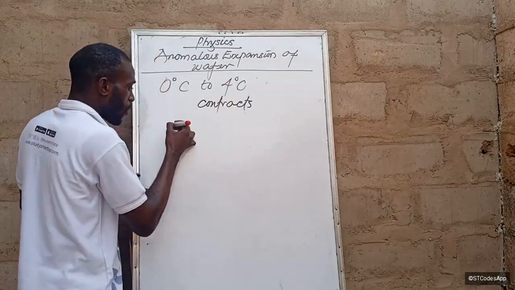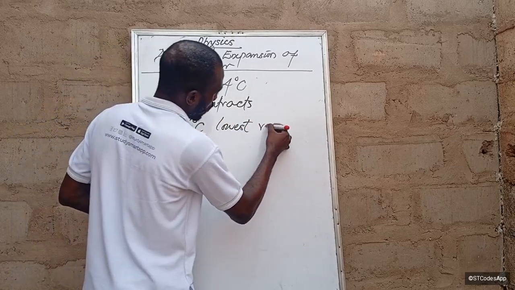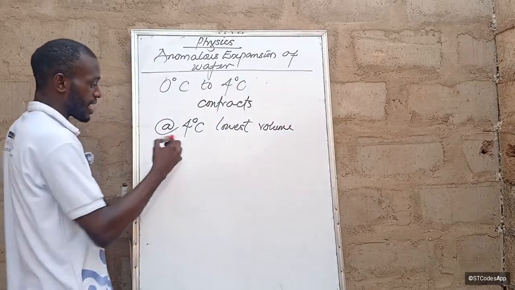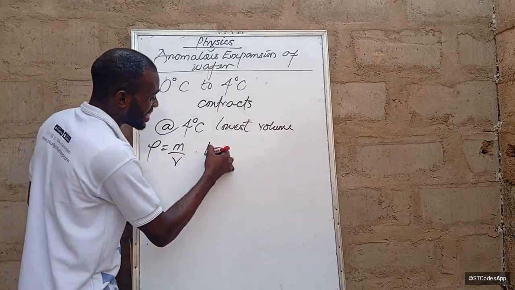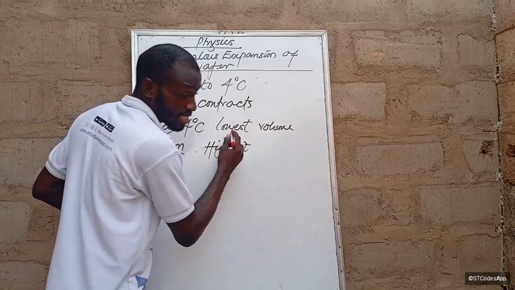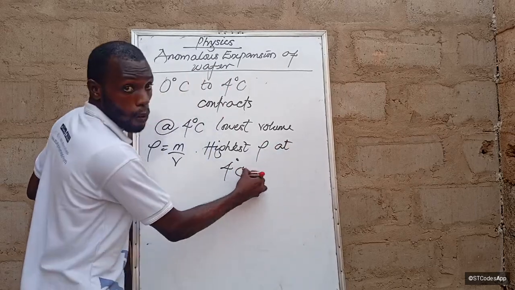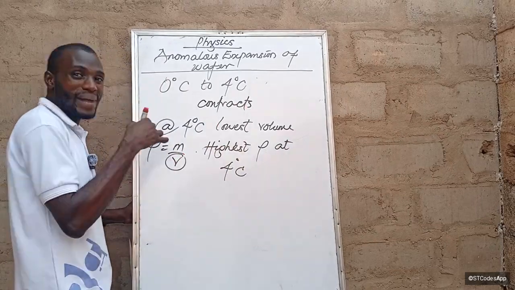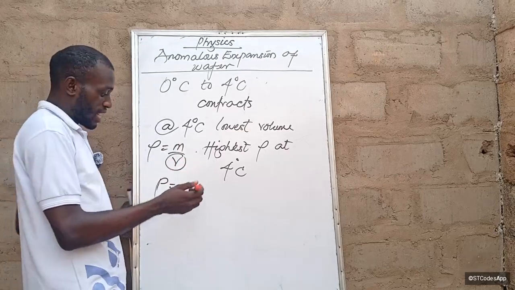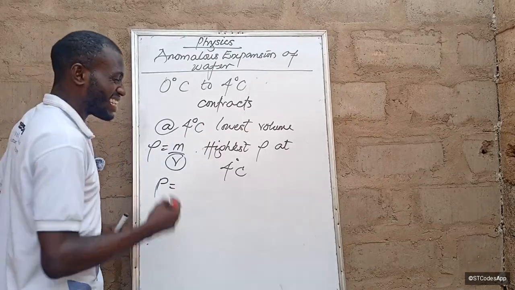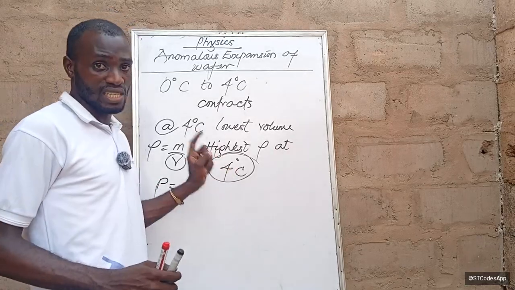Meaning that at 4 degrees Celsius, water is going to have its lowest volume. And remember that the formula for density is mass over volume. So if that's the case, then water will have its highest density. That is, the density of water will be highest at 4 degrees Celsius. Why? Because the volume would have reduced maximally. Since the volume has reduced, the density will be more. Think of it that way. Keep that in mind: water is densest at 4 degrees Celsius.